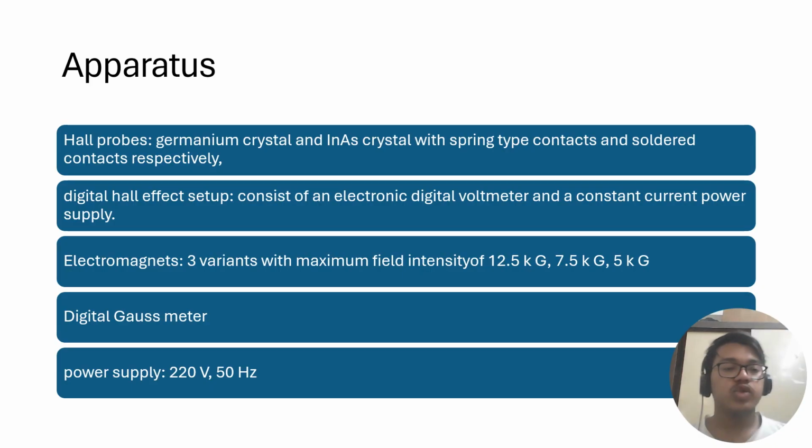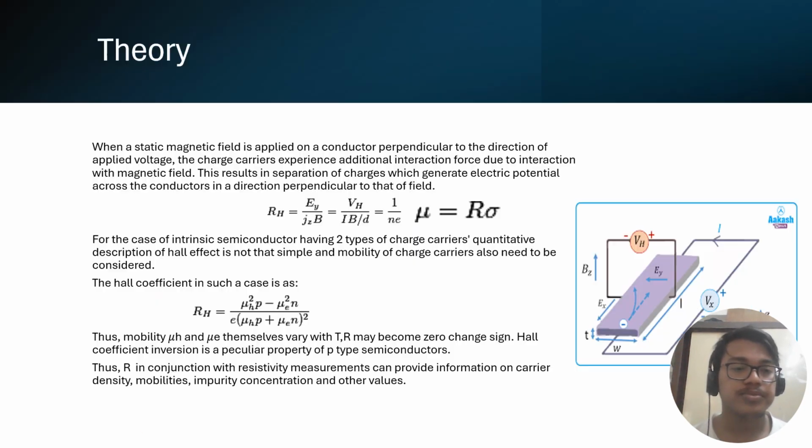So the apparatus we need for this experiment includes Hall probes, that is germanium crystal and indium arsenide crystal with spring type contacts and soldered contacts respectively. We need a digital Hall effect setup consisting of an electronic digital voltmeter and a constant current power supply. We need three variants of electromagnets with maximum field intensity of 12.5, 7.5 and 5 kilogauss. We need a digital Gauss meter and a power supply of 220 volt, 50 Hz.